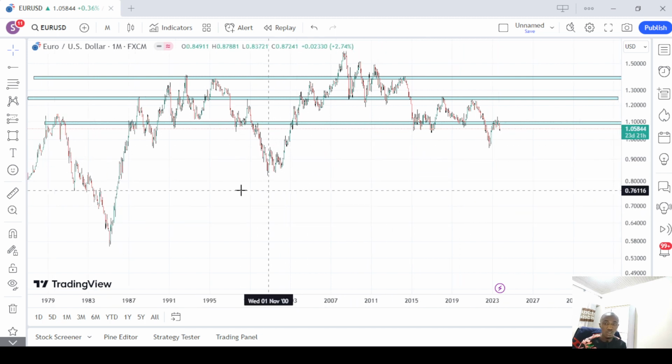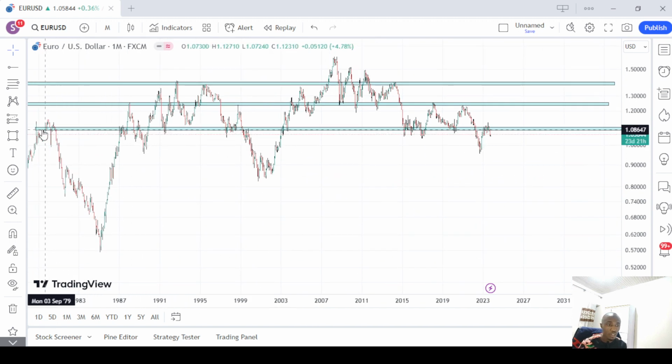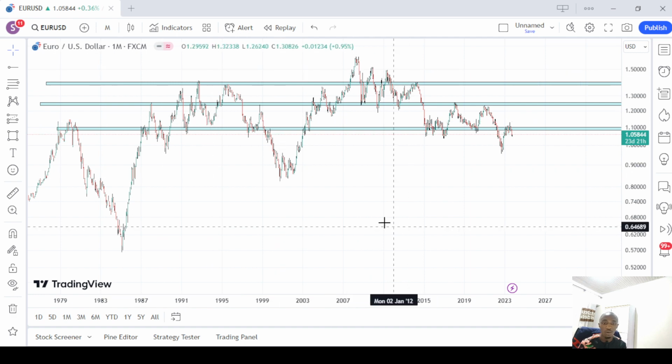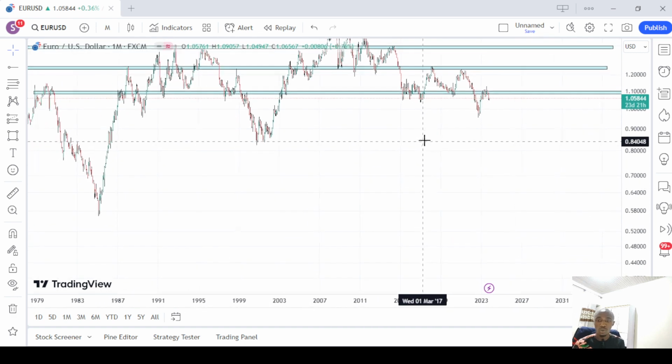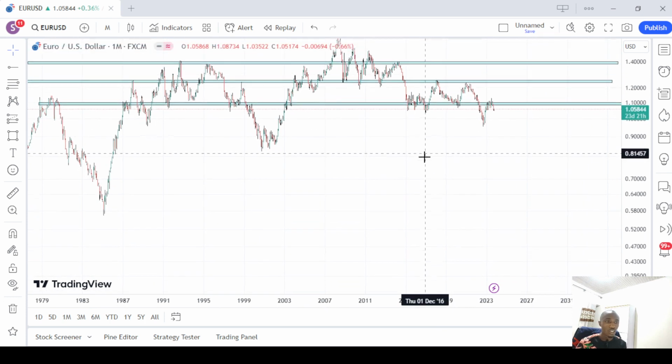So each of these major zones has been a very important zone where buys and sells have been taken from. From here, you can see it, you can see it, and you can see it. Same. So that's how you plot your zones on the monthly time frame.